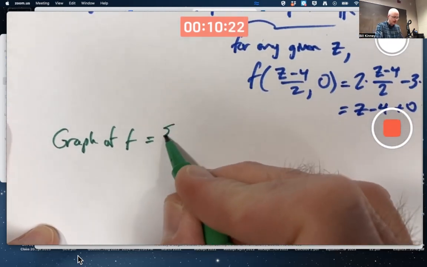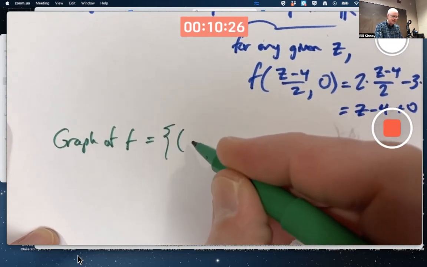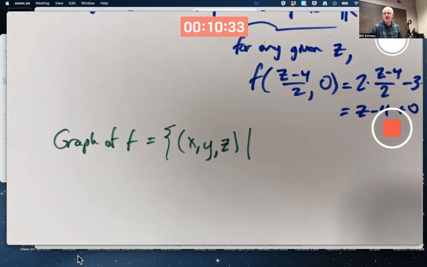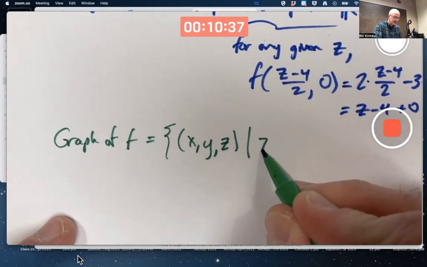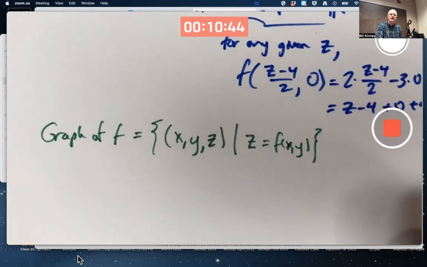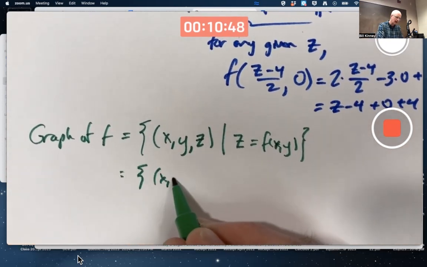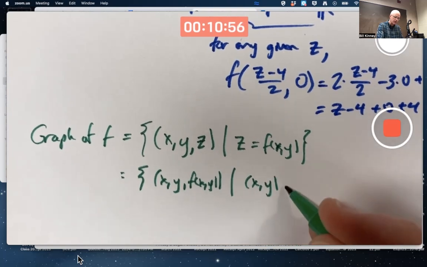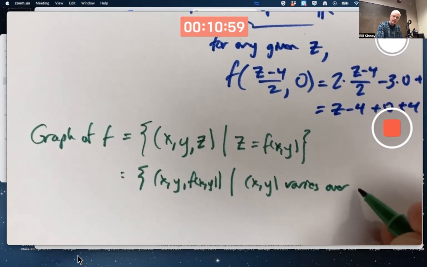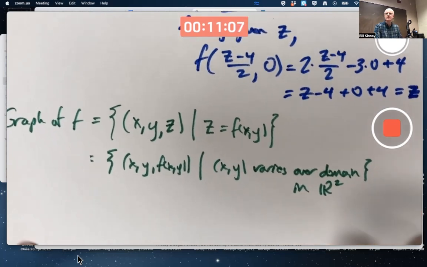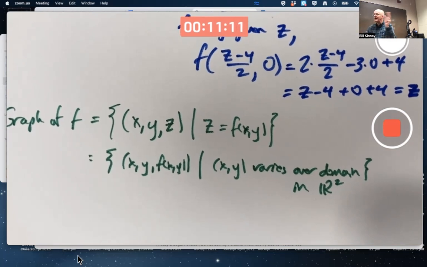But in general, you should know the definition of the graph of f as the set of all three-dimensional points x, y, z, typically assumed to be rectangular coordinates, where z equals f of x, y. That's what the graph technically is, and you should know this definition. You could also describe this as the set of all x, y, f of x, y, as x and y as a point varies over the domain in the plane R2. Which in general might not be all of R2. Might not be the entire plane. The next example, it won't be. You should know this.